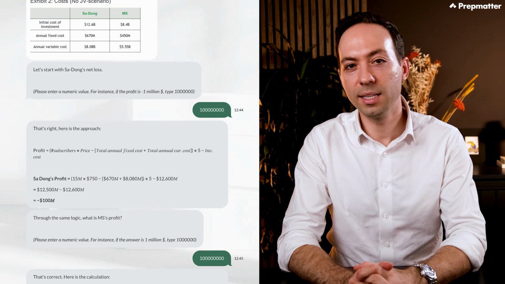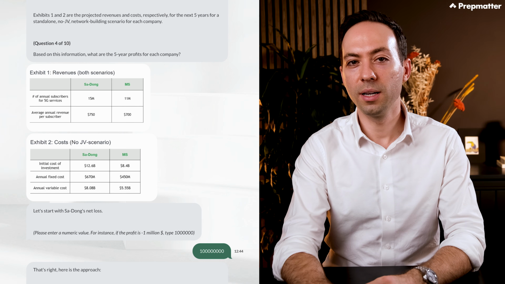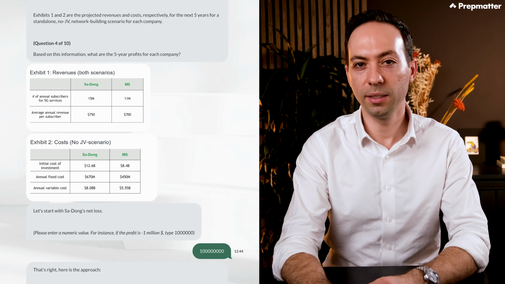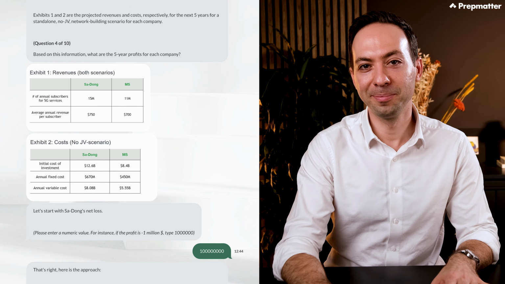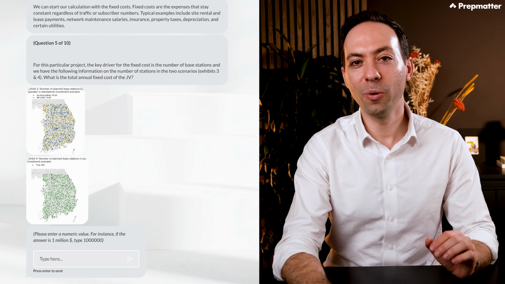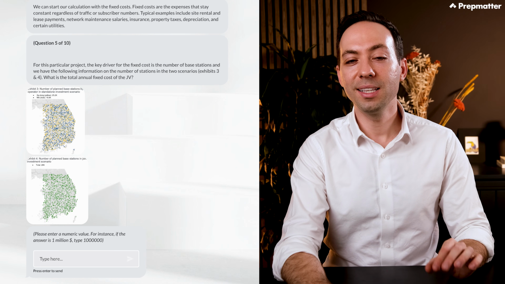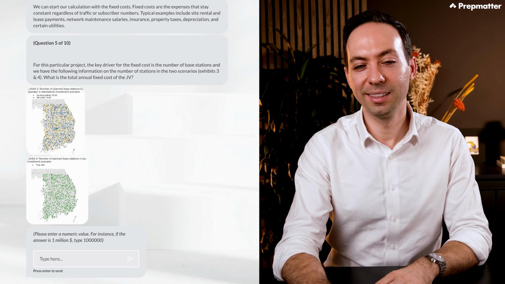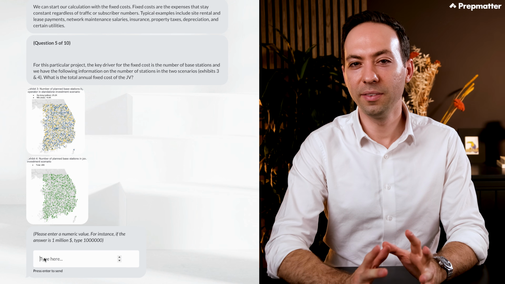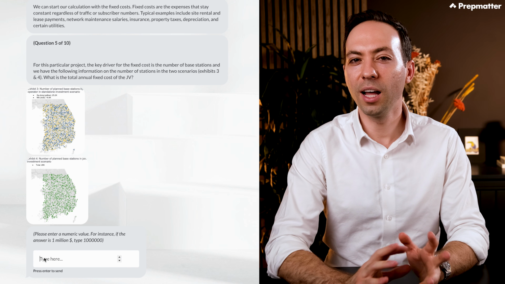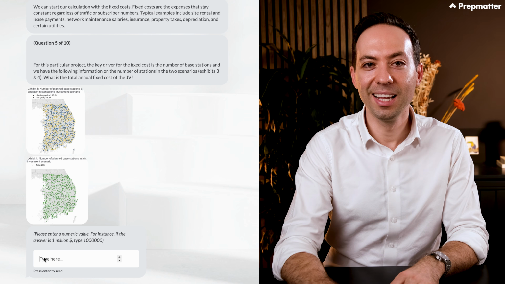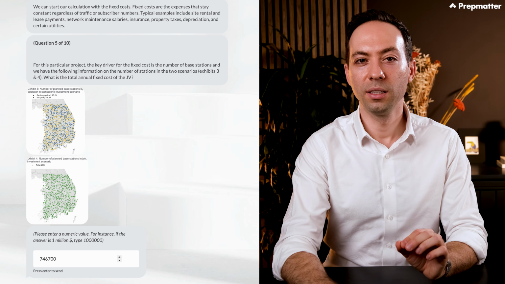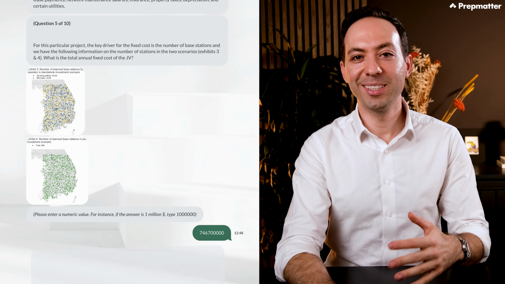Let's scroll up to see the previous exhibit on the costs. Sadong's fixed cost was $670 million, and MS's fixed cost was $450 million. Let's use a calculator to sum them up. It's $1.12 billion. Now, let's take 2/3 of it. So I'll first multiply by 2, then divide it by 3. It's 2.24 billion. Divided by 3, roughly $746.7 million. Let's type it in. 746,700,000. Great, we got the answer right.